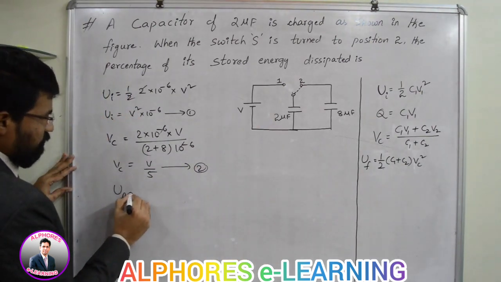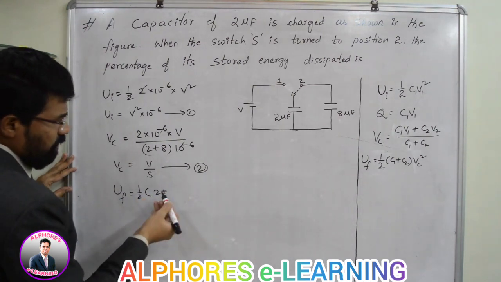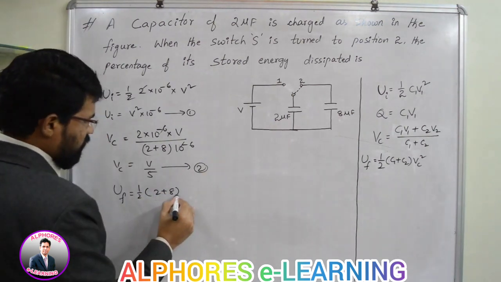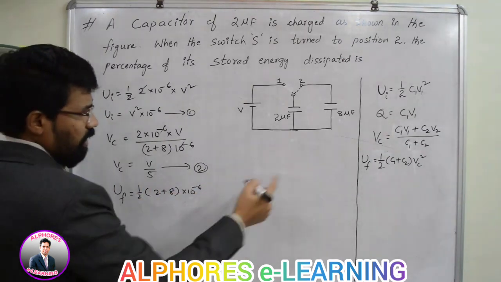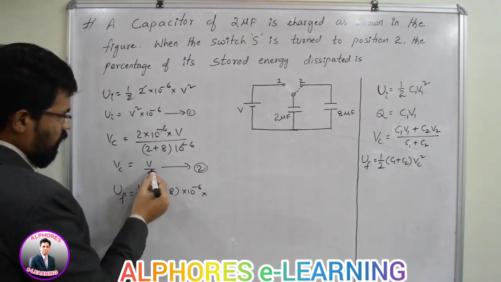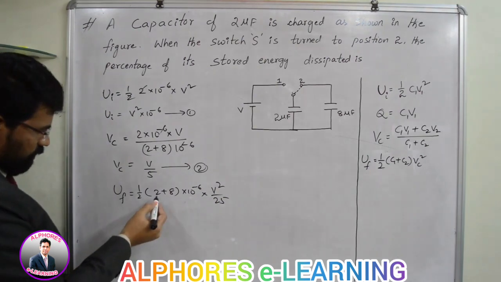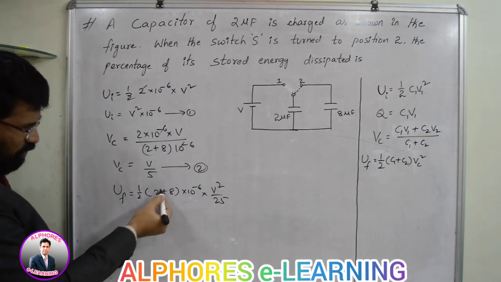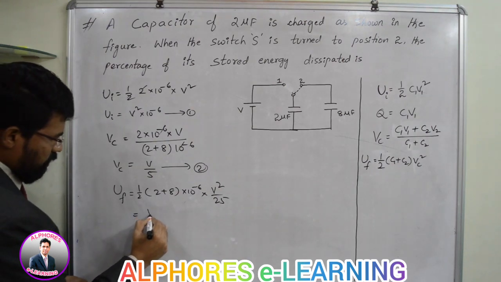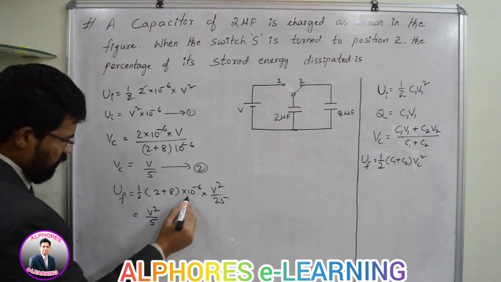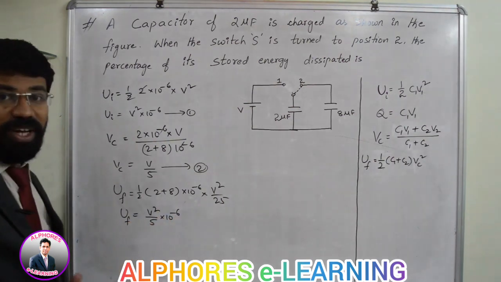How much is that? UF is equal to half into C1 plus C2, that is 2 plus 8 into 10 power minus 6, since micro was taken out, and Vc square, the common potential squared. Common potential is V by 5, so you will have V square by 25. If you reduce this, 2 plus 8 is 10, 10 by 2 is 5, 5 fives are 25. And finally, UF is equal to V square by 5 into 10 power minus 6. So this is your final energy.